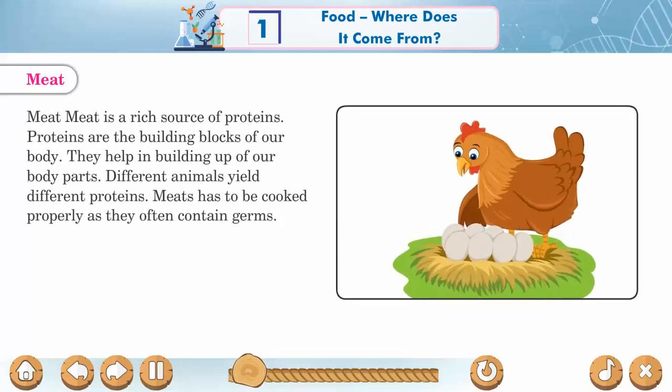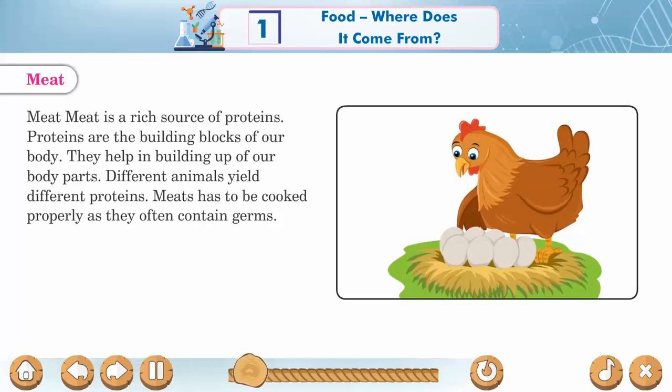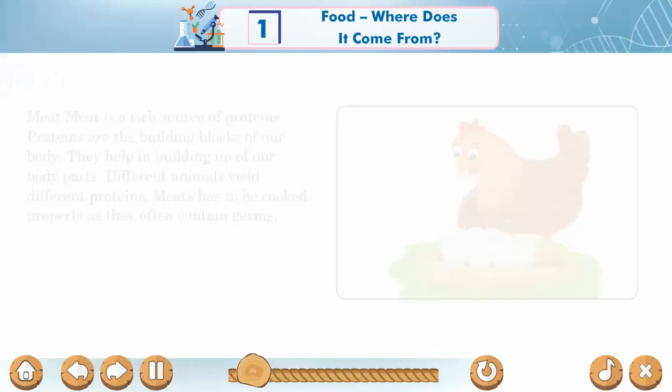Meat. Meat is a rich source of proteins. Proteins are the building blocks of our body. They help in building up our body parts. Different animals yield different proteins. Meat has to be cooked properly as it often contains germs.